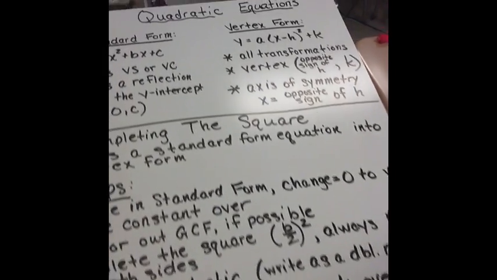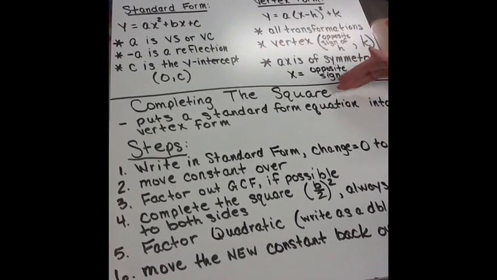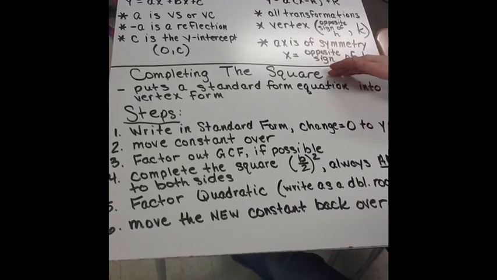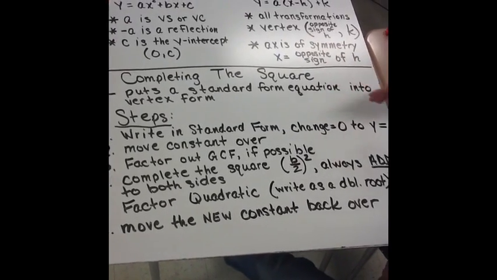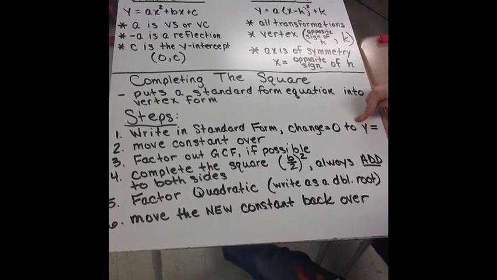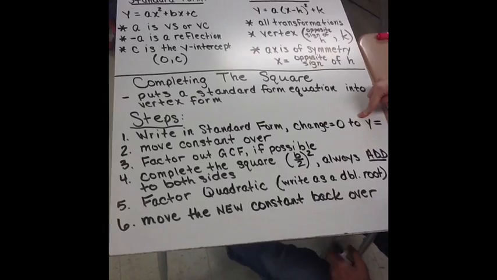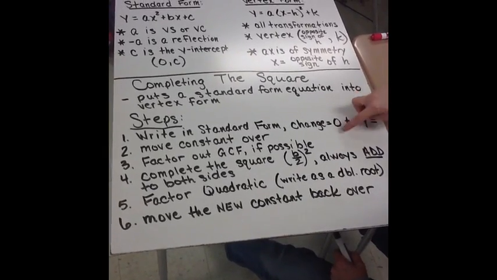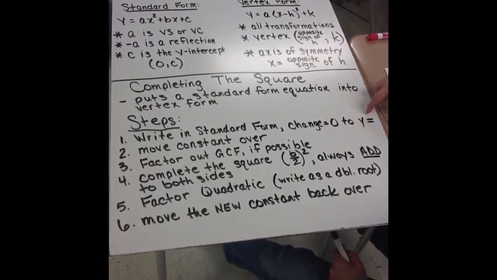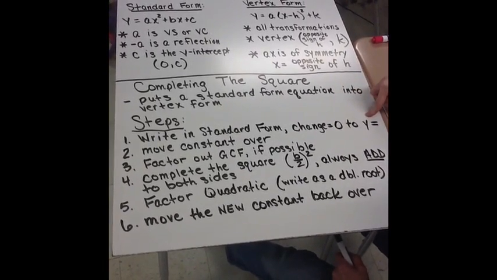So in order to get our equations from standard form to vertex form, we're going to be doing something that's called completing the square. We've got 6 steps. We're not going to do all of them every time. There's some of them that we get to skip over. The first thing we always want to do is make sure that we have our equation in standard form. We want ax squared plus bx plus c all together. Also, to make it correct, we need to change it from equals 0 to y equals. Change the 0 to y.